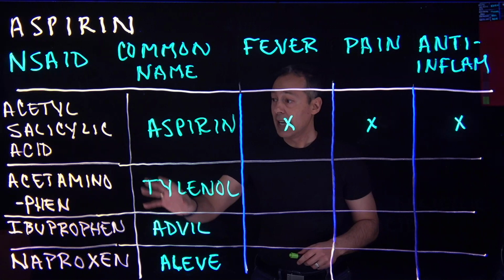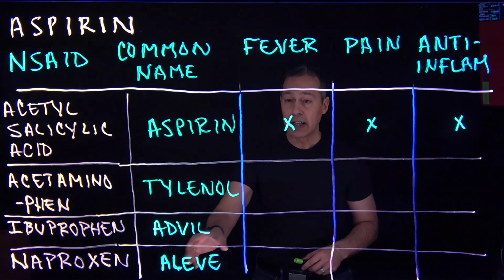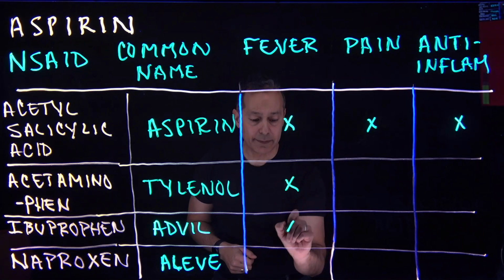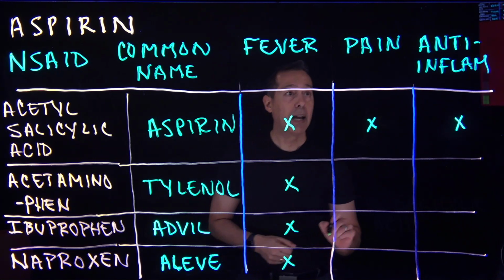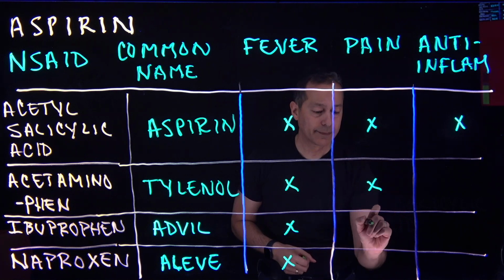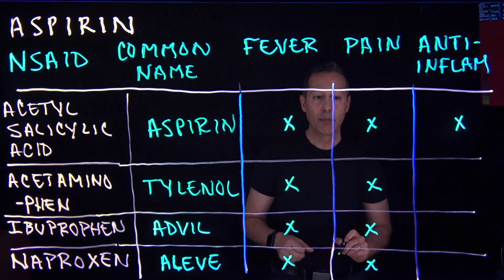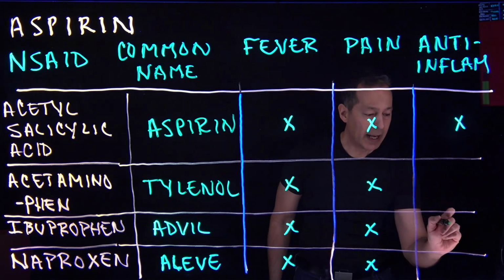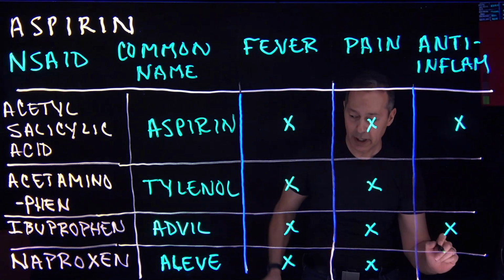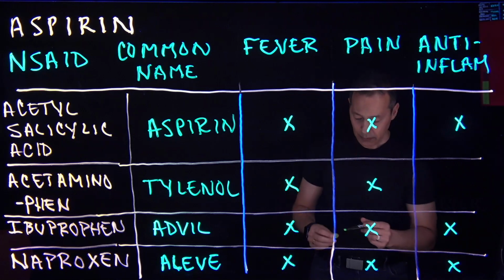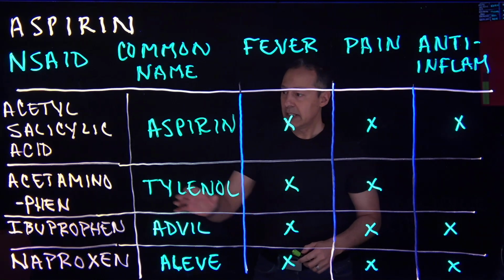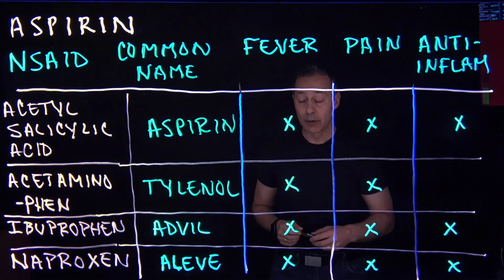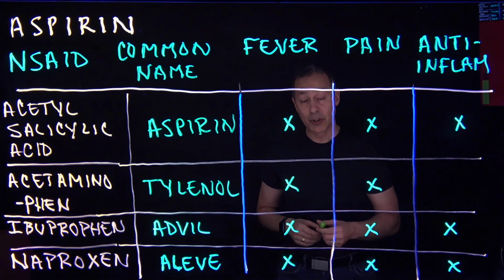So these other NSAIDs here, Tylenol, Advil, and Aleve, they all also reduce fever, and they reduce pain. But Tylenol here is not anti-inflammatory, as is our ibuprofen and our naproxen. So why would somebody take acetaminophen or Tylenol when you have these other options available to you? And that has to do with toxicity.